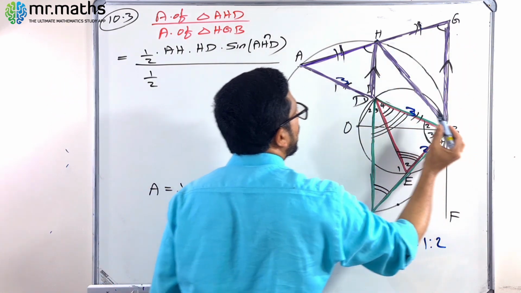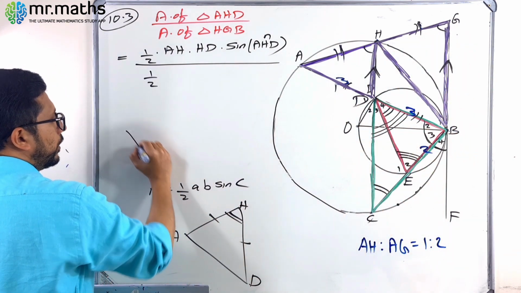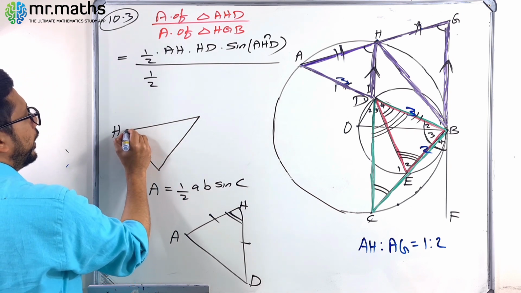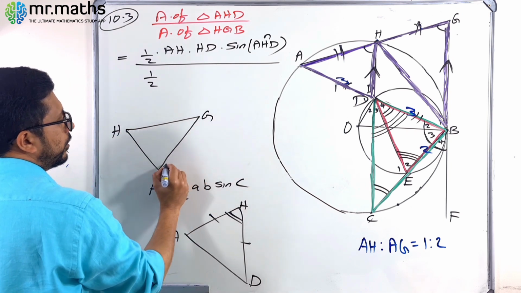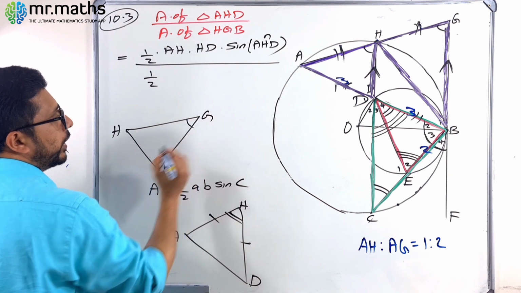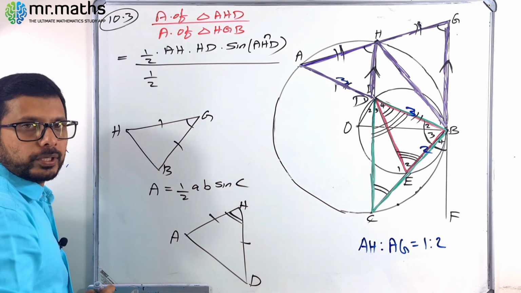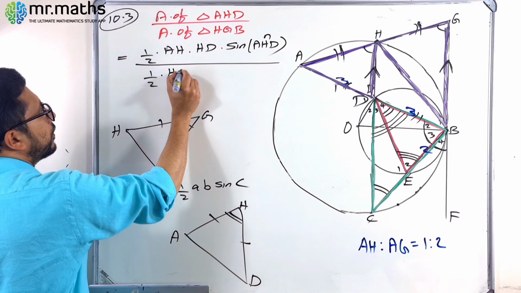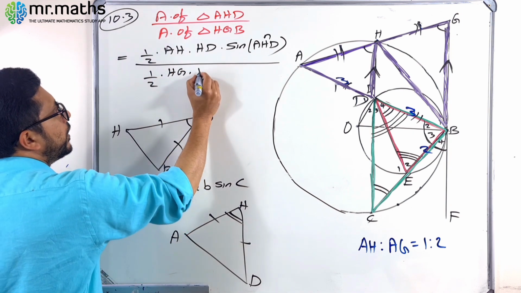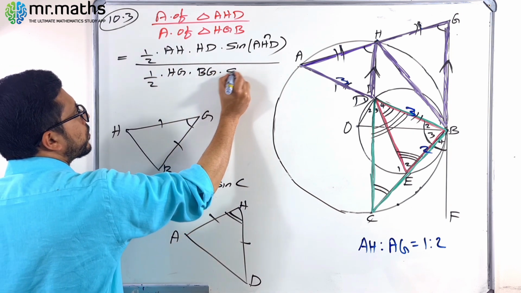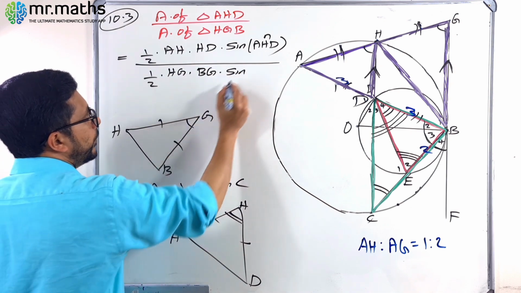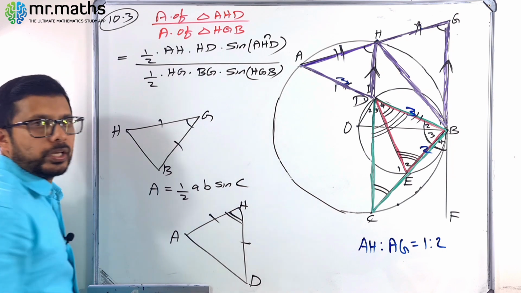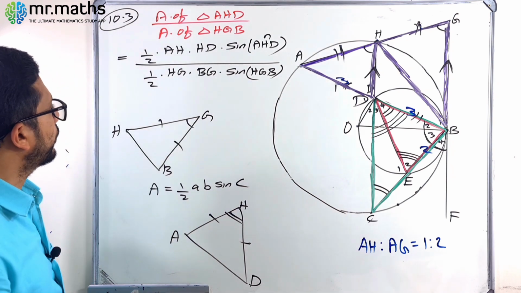This triangle. Okay, so which one is that? HGB. So I'm going to take this angle and these two sides. Which one is that? Half into HG into BG into sine of that HGB. Okay, so now we are up to there.